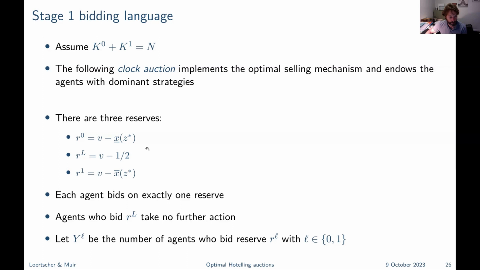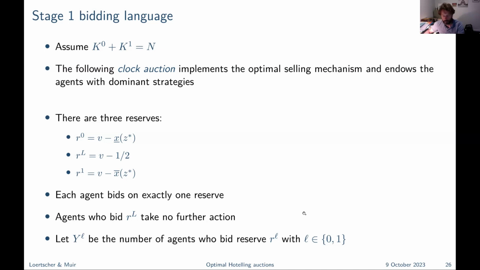Okay, so right, this is a two-stage procedure. In the first stage, you have this coarse bidding, and each agent is going to bid on exactly one of the two reserves. And we denote by YL the number of agents who bid on reserve L, where L, as before, is 0 and 1.